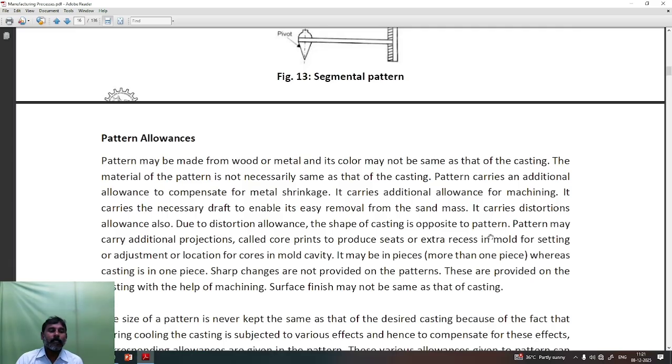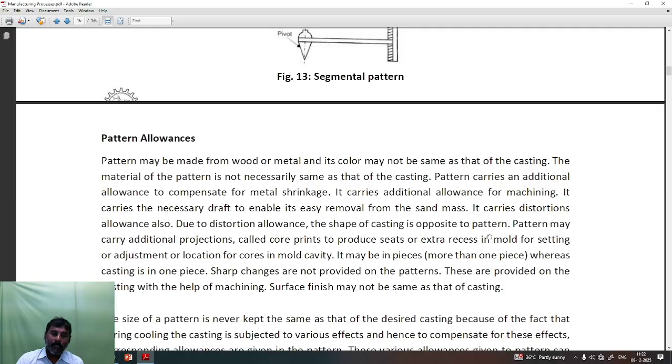Pattern allowance. Pattern allowance is very important in the casting process. A pattern may be made of wood or metal, and its color may not be the same as that of the casting. The material of the pattern is not necessarily the same as that of the casting. The pattern carries an additional allowance to compensate for metal shrinkage. It carries additional allowance for machining. It carries the necessary draft to enable its easy removal from the sand mass. It carries a distortion allowance because the shape of the casting is opposite to the pattern. A pattern may also carry additional projections called core prints to produce recesses in the mold for setting cores.